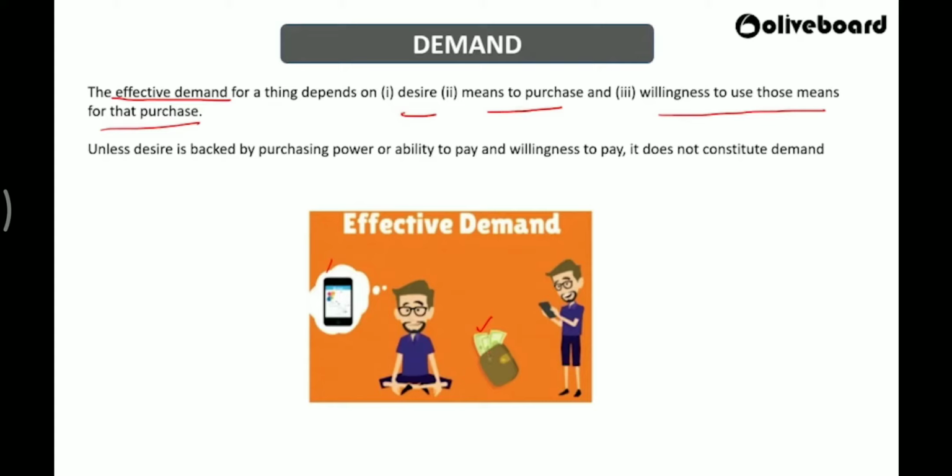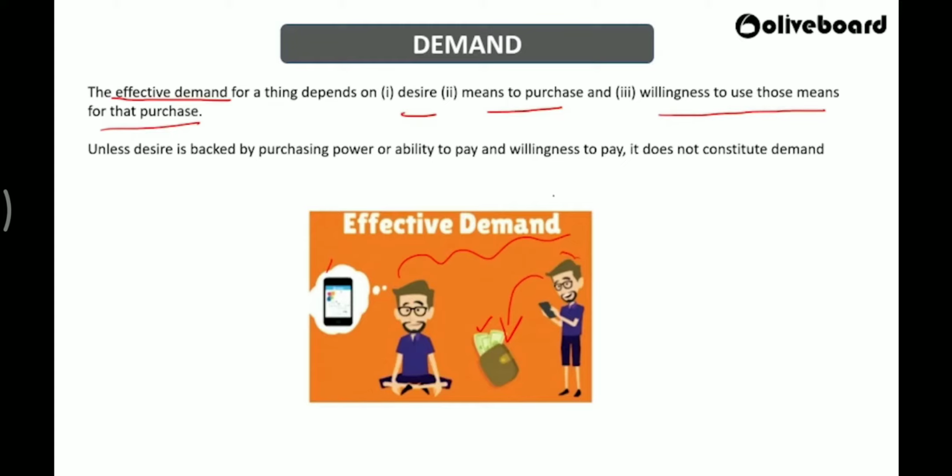We have already seen the meaning of means in economics in the earlier videos. Means are the resources. Do you have resources to purchase? Do you have the ability to purchase that iPhone? If you do, then are you ready to use that ability to purchase your desire, to make sure you're getting your desire? If the three things combine, that is called effective demand.